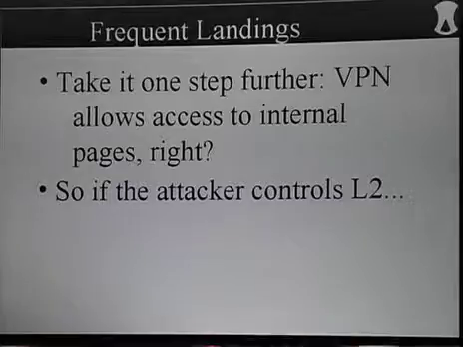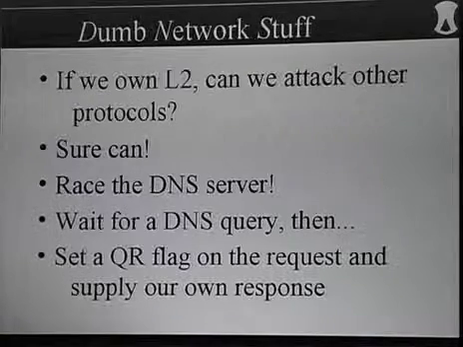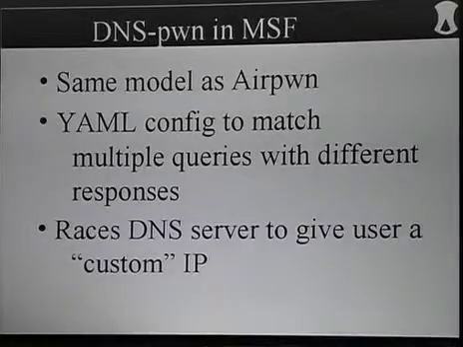So now if you can guess a site, you can own arbitrary content before they run their VPN. Well, let's take it one step further. So VPN allows you to get to what? Internal sites? Yeah, so if we control layer 2, do we control our protocols? Yeah, we sure do. DNS: wait for a DNS query, set the QR bit, tag an IP onto the back of it, send it right back over Wi-Fi. DNS pwn is also in Metasploit now.